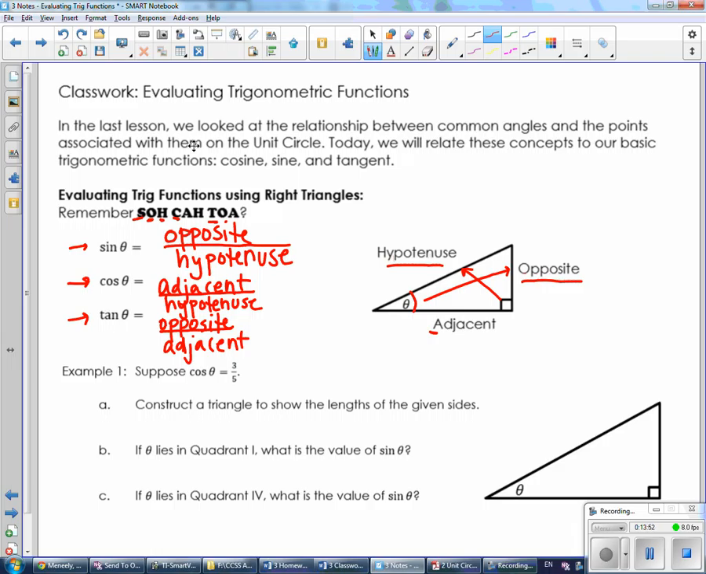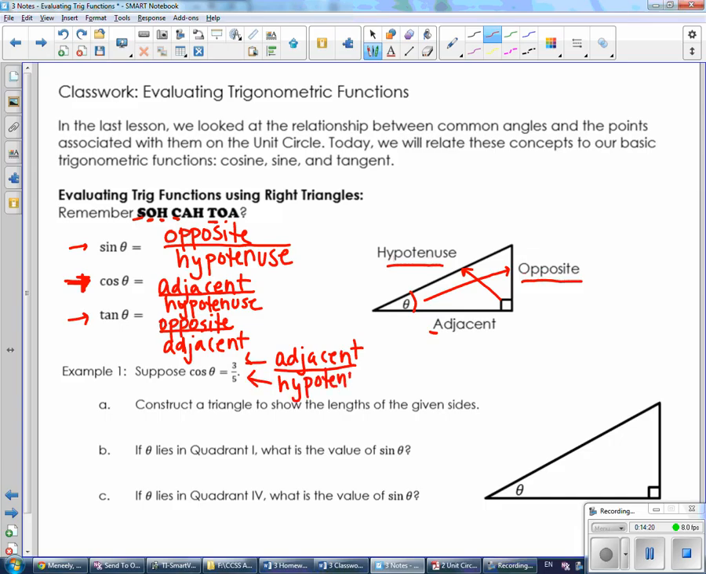So let's take a look at an example. You're told that the cosine of theta is equal to 3/5. The easiest thing to do here is to go back to your relationship for the cosine. We know that the cosine is equal to the adjacent side over the hypotenuse. So if you're given a fraction, you can simply label the numerator as your adjacent side and the denominator as your hypotenuse.